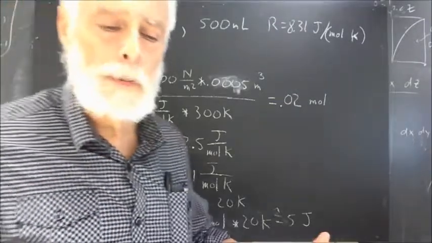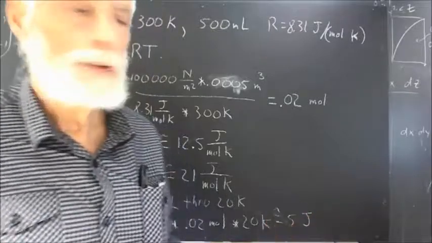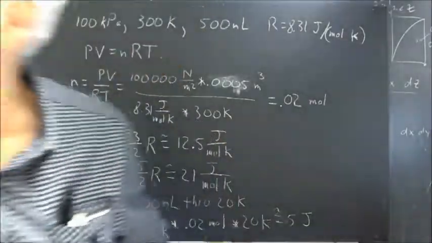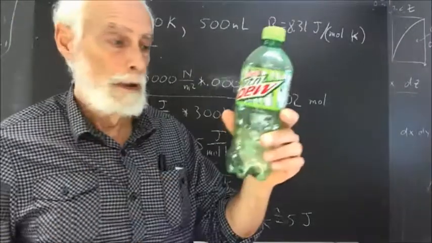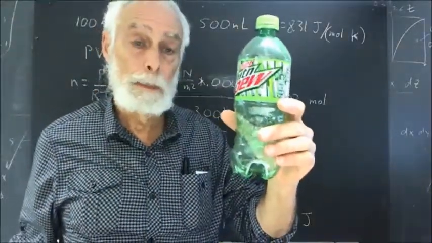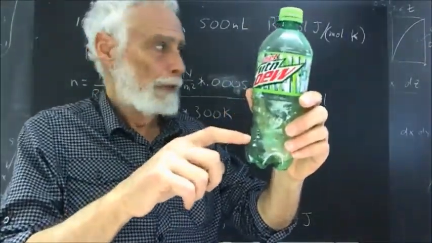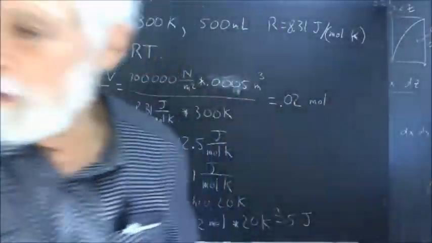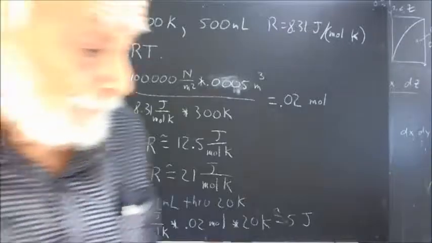Now, the first question is, how many moles of air are contained in 500 milliliters? And I'll say I chose 500 milliliters because this is a 591 milliliter container. If we fill it to about here with water, we've got about 500 milliliters left for air. You need to understand that.